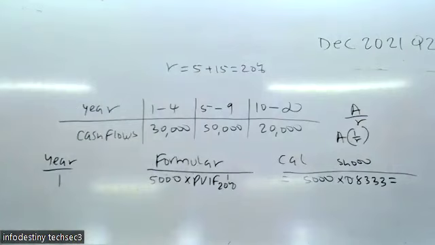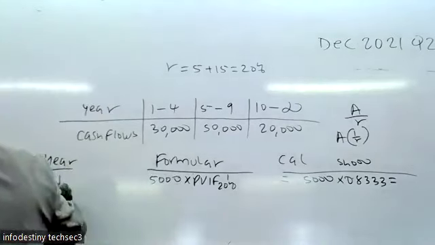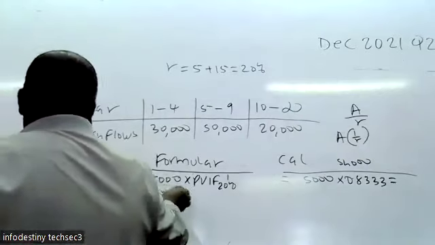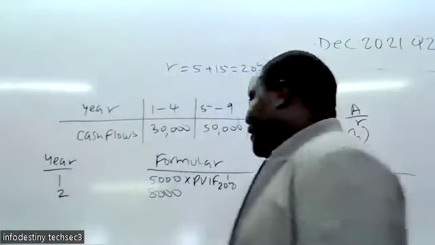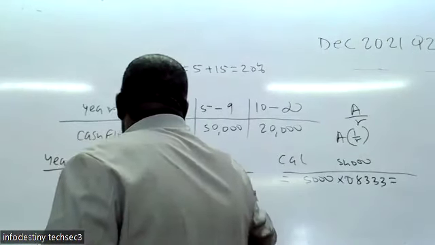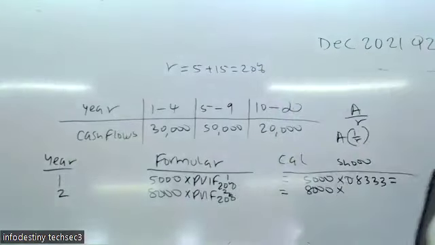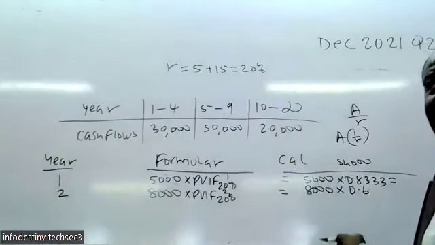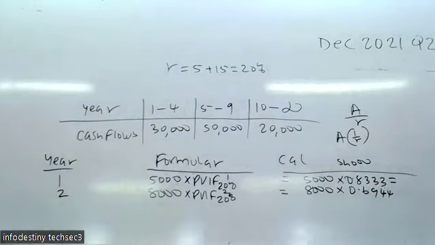So we go to year 2. So year 2, this one, I'm still using the other table because it is also not annuity. So you also confirm. So in the other table, what is there in year 2? 0.6944.